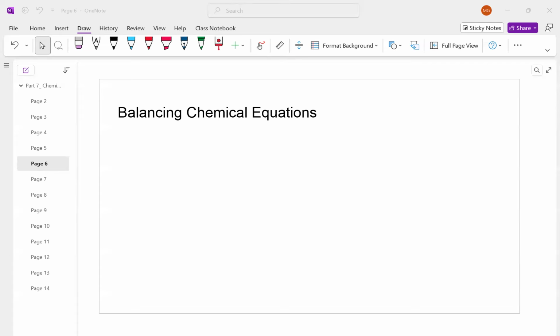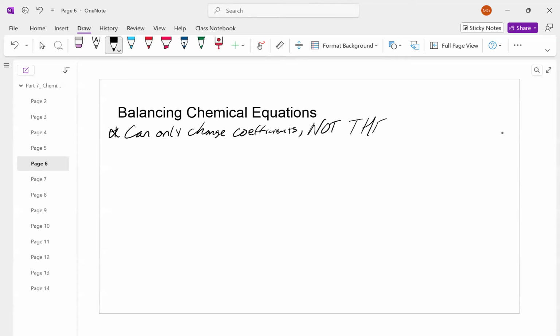Well, the first thing you always do before any calculation is balance or write out a balanced chemical equation. So let me go over some of the ground rules, or some of the most common mistakes that students make in this, and then we're going to jump into it. So, important rule number one, you can only change coefficients, not the formulas.